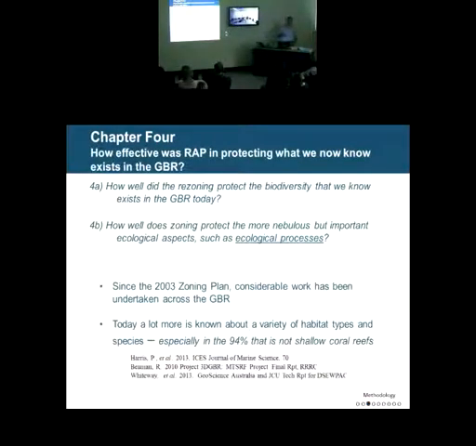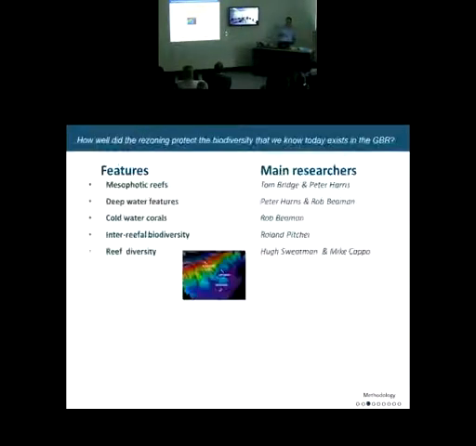However, we're lucky. Considerable extra work has happened in the Great Barrier Reef since the rezoning came into effect. We know a lot more about particularly the areas outside the shallow coral reefs. And so I've got some literature listed there, but it's probably better to show you some maps, which I'll do in a minute. Things like the mesophotic reefs, the work that Peter Harris and Tom Bridge, many of you know Tom here. The deep water features, again, Peter Harris and Rob Beeman have now mapped a lot of these important deep water features. We now recognise how important they are in terms of the overall functioning of the Great Barrier Reef. We found cold water corals that we didn't even know about when we did the rezoning in the very deep water parts. We're looking at the interreefal areas much more closely, or have done so, with CSIRO's Roland Pitcher. And people from AIMS like Hugh Sweatman and Mike Cappo are also looking more closely at the reefs themselves.